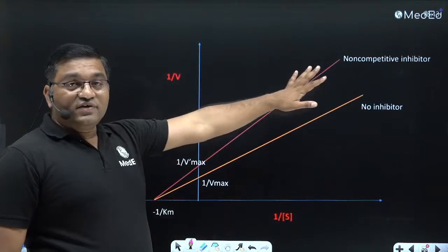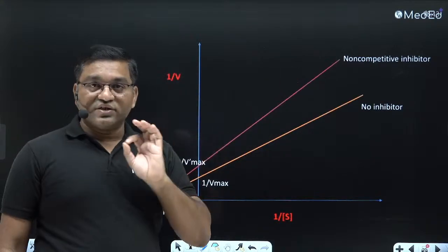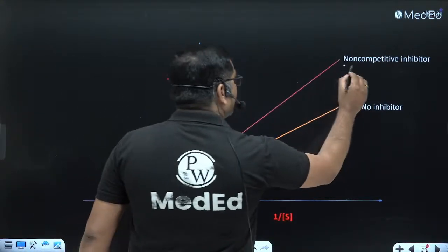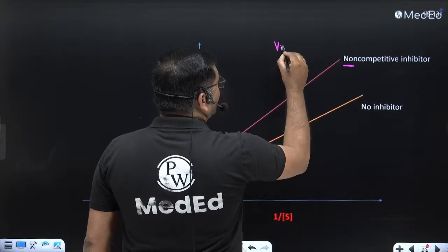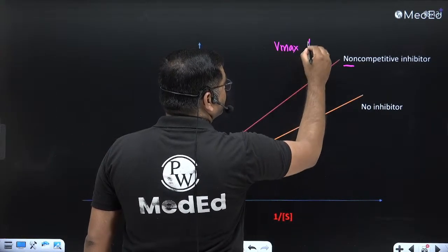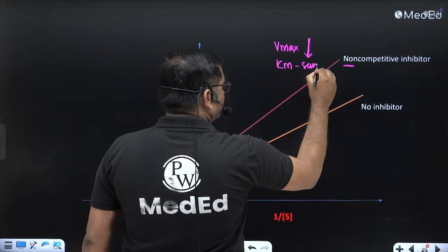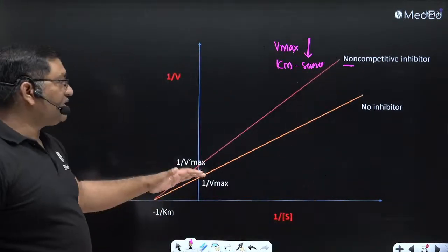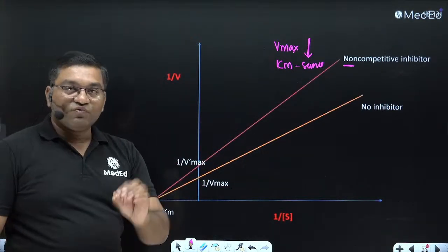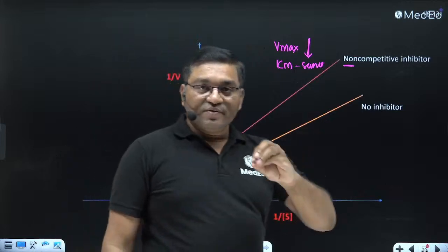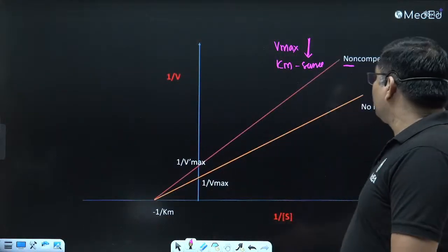In non-competitive inhibition, there is a V-shaped graph. In non-competitive inhibition, this graph is V-shaped. And in non-competitive inhibition, Vmax gets lowered, Vmax decreases and Km remains the same. So Km remains the same and Vmax gets lowered. So if there is a question with a diagram and it is V-shaped, go with non-competitive inhibition.